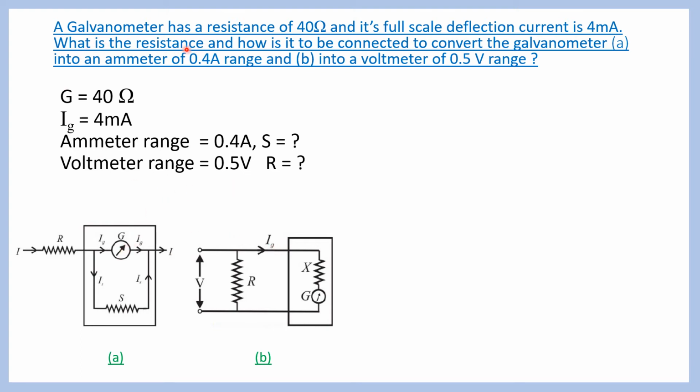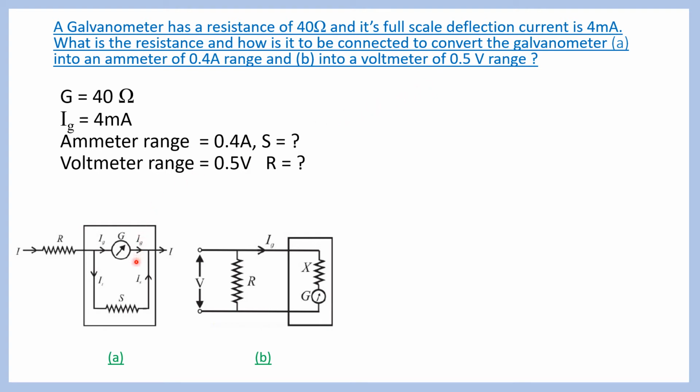So here the question reads like this: a galvanometer has a resistance of 40 ohm and its full scale deflection current is 4 milliamperes. What is the resistance and how is it to be connected to convert the galvanometer into an ammeter whose range is 0.4 ampere, and into a voltmeter whose range is 0.5 volt. Now I hope you understood the question.